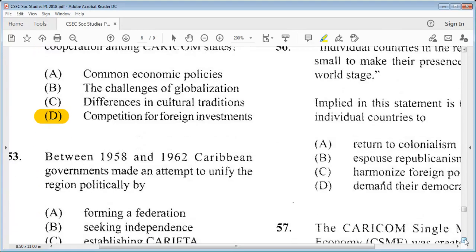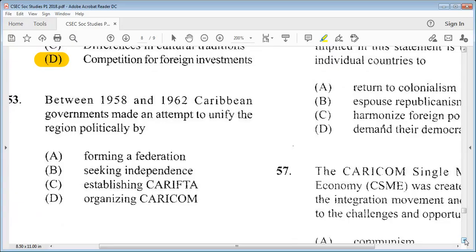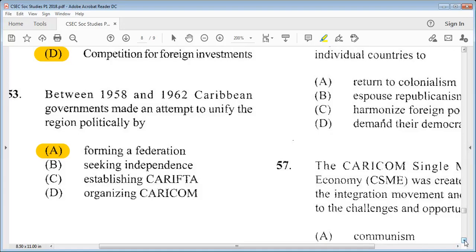Let's go on to 53. Between 1958 and 1962, Caribbean governments made an attempt to unify the region politically by A, forming a federation, B, seeking independence, C, establishing CARIFTA, or D, organizing CARICOM. We know it was forming a federation, A, between 1958 and 1962. Let's go on to 54.